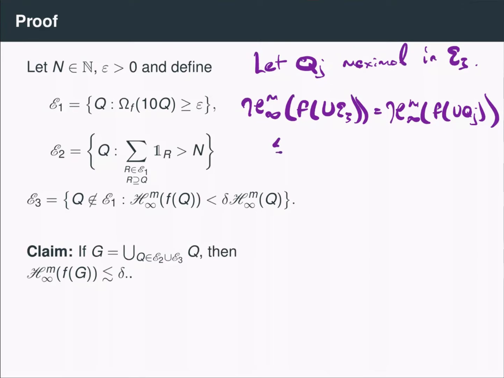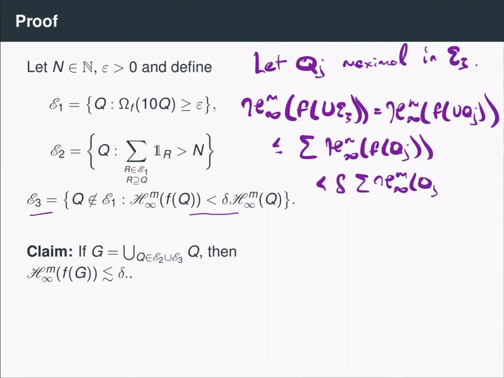By subadditivity, this is at most the sum of the Hausdorff contents of the images of each one of these cubes. Now, because these cubes come from the collection E3, this inequality is satisfied. So this is at most delta times the sum of Hausdorff contents of these cubes Qj. Then recall that Hausdorff m-dimensional content in Rm is equal to m-dimensional Hausdorff measure, which is a constant times Lebesgue measure, which means that this is at most some constant times the sum of the Lebesgue measures of these cubes.